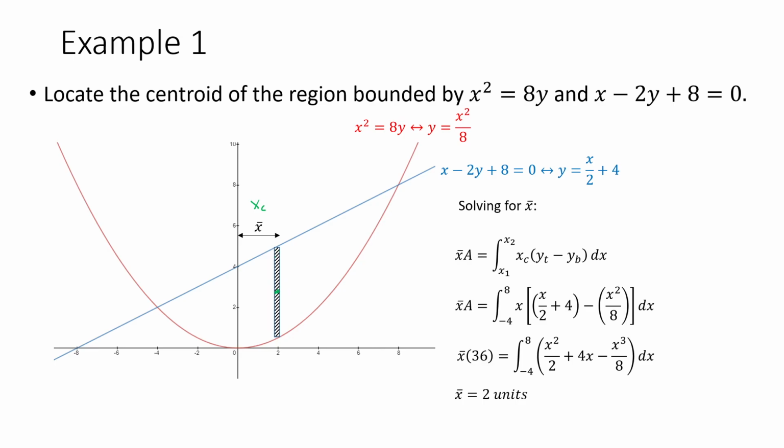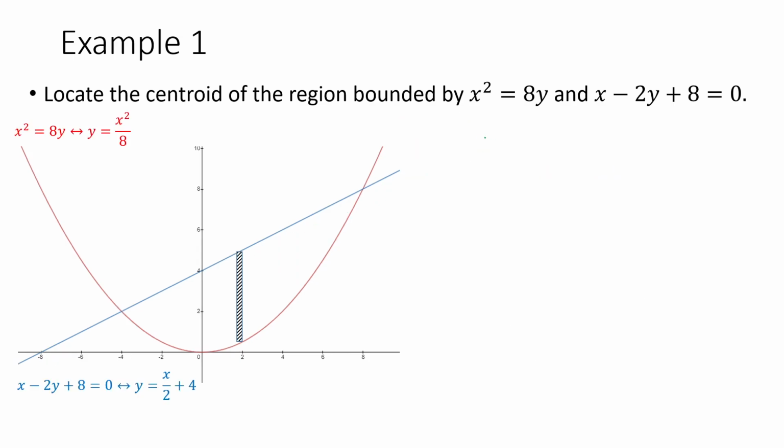Okay, so let's go now to the other formula, which is bar y. Bar y times the area is equal to the integral of y sub c differential area. Since we're using a vertical strip, this would be in this format now: y sub c, then y top minus y bottom dx from x1 to x2.